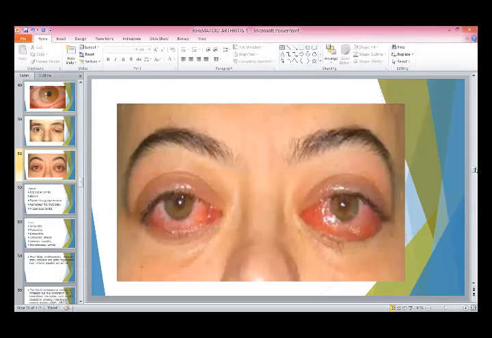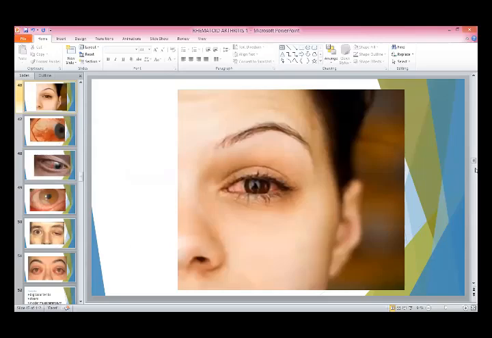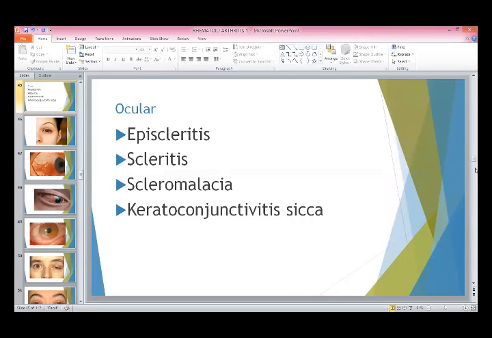See the severe congestion, scleritis, redness of the eyes. So I repeat, the eye complications: episcleritis, scleritis, scleromalacia, keratoconjunctivitis. You can add isolated third nerve palsy, any cranial palsies due to the vasculitis.